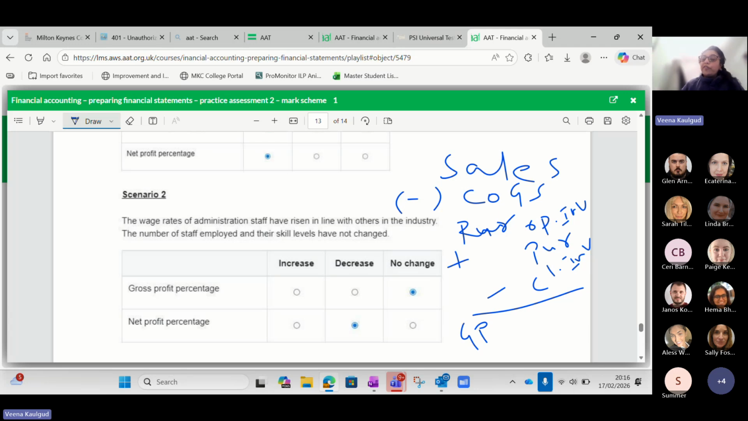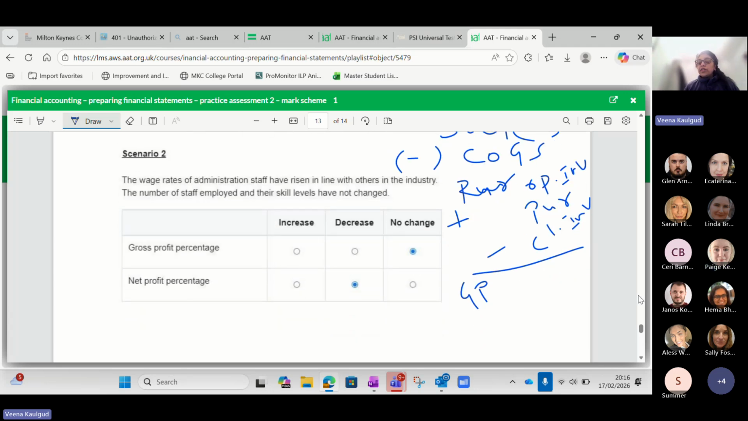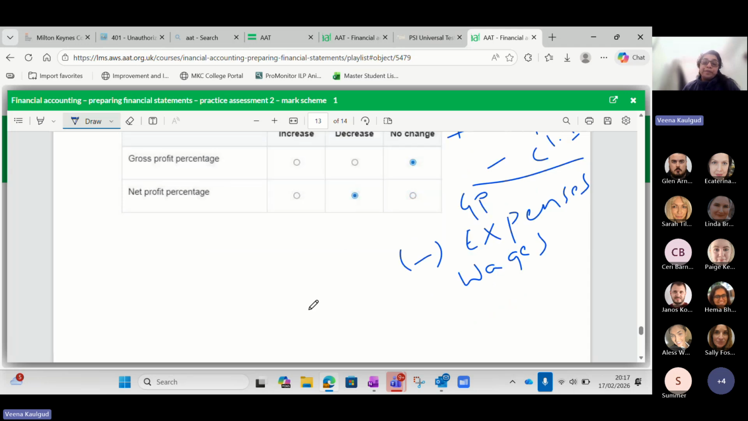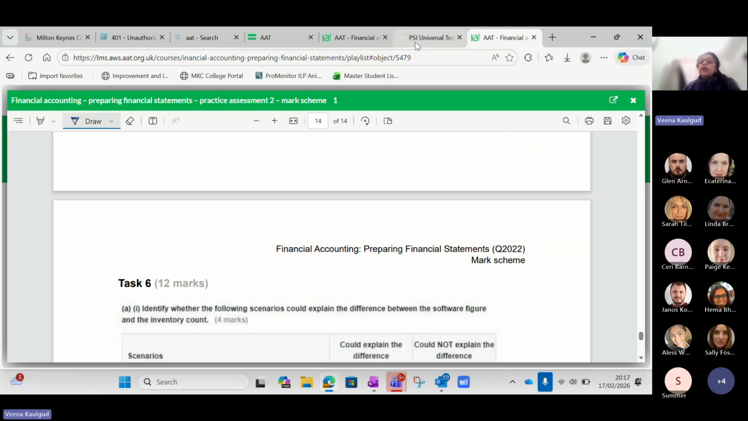Whereas after the gross profit figure, we include the wages. So here, after the gross profit, we take into account all other expenses. Here I am going to take the wages, salaries, everything. So if the admin staff wages have gone up, my profit is going to go down at that stage, so the net profit percentage is going to decrease. Let us look at the next one now.